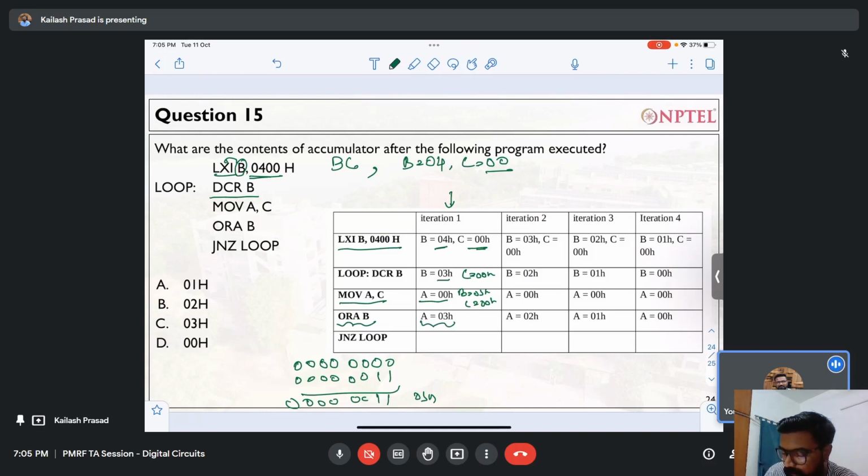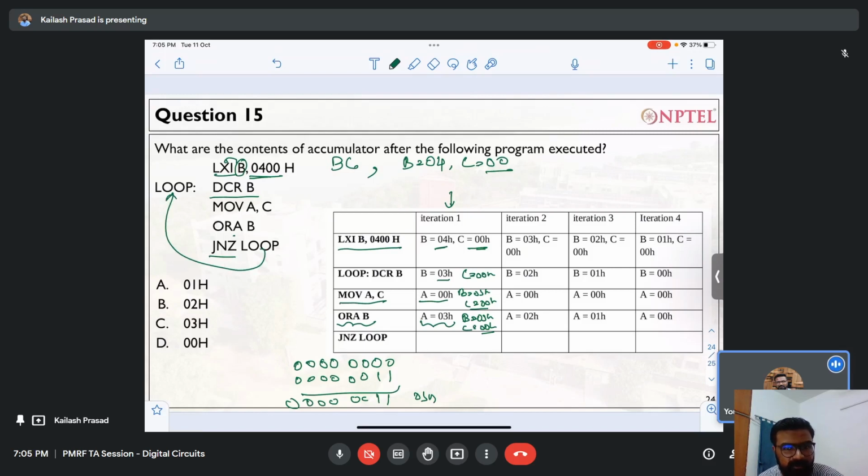Okay, so B is 0 3 and C is 0 0. After this step, A is 0 3, B is also 0 3H, and C is 0 0H. Now the question is, jump not equal to 0, right? Is the answer 0? The answer is not, right? Because the accumulator is 3, so it will go to the loop again, and the next iteration will happen.